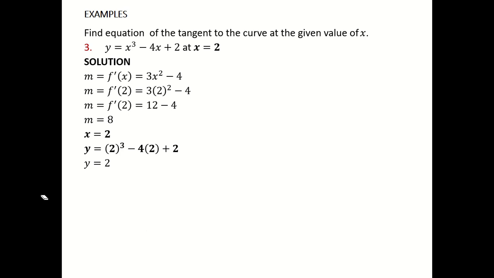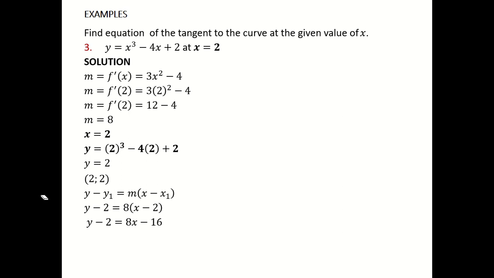Write the straight line formula. You do have y1 is 2, m is 8, and x1 is 2. Substitute into the straight line formula. This is what you're going to get. Multiply out, that's what you will get when you break the brackets. 8 times x will be 8x. 8 times minus 2 will be minus 16.